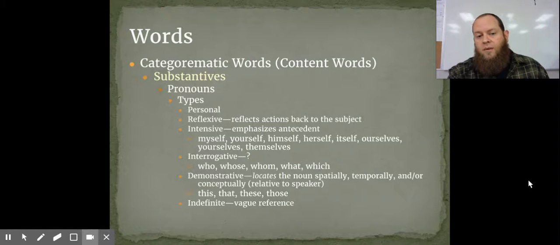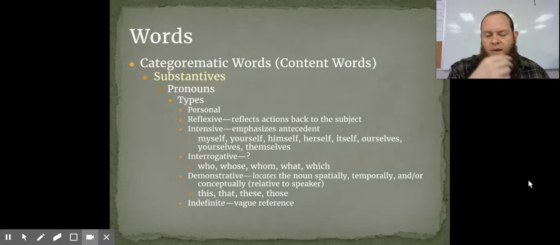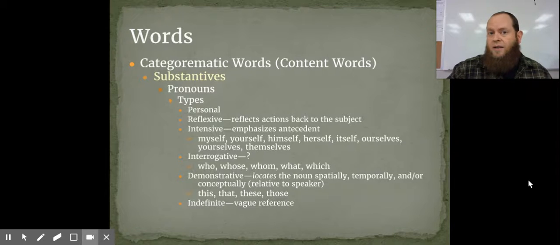You've got the interrogative pronouns, which simply ask questions, right? Who did this? Whose is this? To whom does this belong? Things like that. And then you've got demonstrative pronouns, which are great because they add another layer of meaning. They express the relationship of those things or that thing to the speaker.